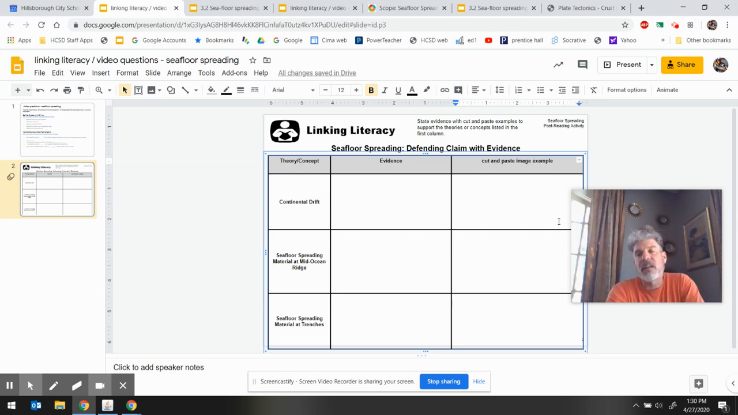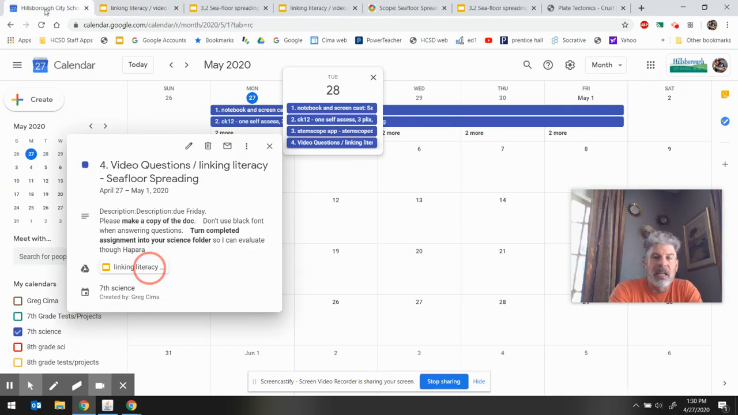Right? So let's make sure that you understand that it should be an image, not words. The words are here, images are there. All right, so that's this week in science.